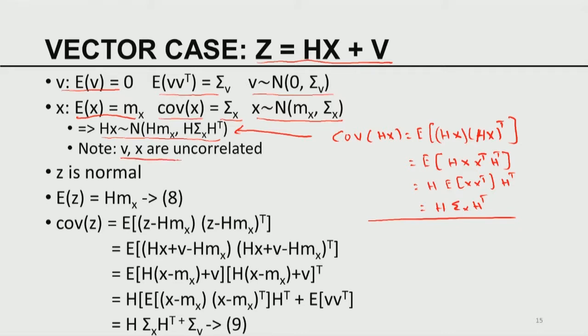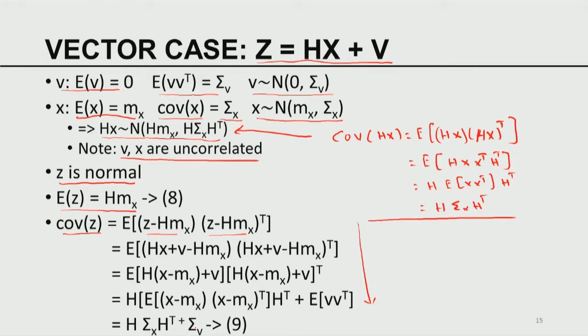We are also assuming X and V are uncorrelated. Z is the sum of H times X plus V. X is normal, H of X is normal, V is normal, X and V are uncorrelated. So Z is normal. The mean of Z is equal to H times M of X. The covariance of Z is given by this outer product. If you do the simplification as given in here, we get the formula in 9, which is H sigma X H transpose plus sigma V. So that is the covariance of Z.